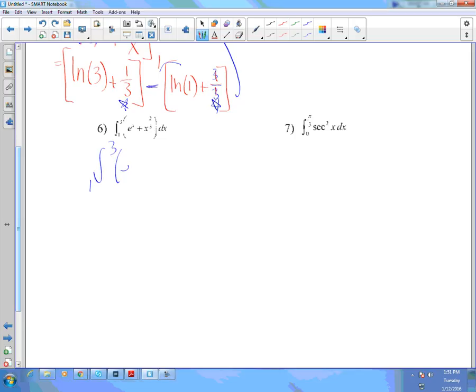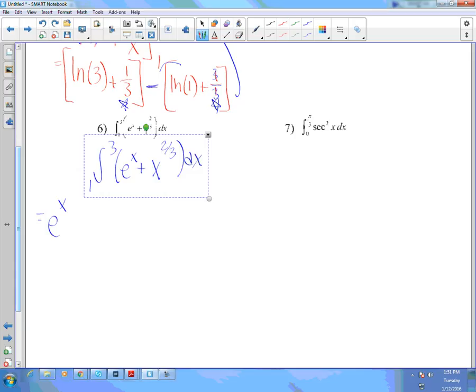Integrating e to the x plus x to the 2/3 dx from 1 to 3. Okay, so all I have to do is the power rule thing. What has the derivative of e to the x? E to the x, we take the derivative of e to the x, it's itself, right? So we get e to the x.